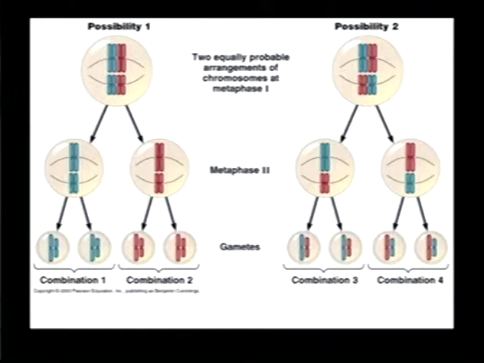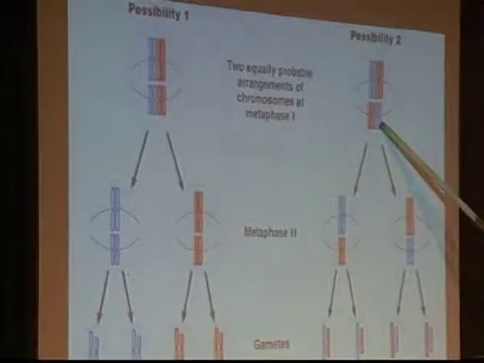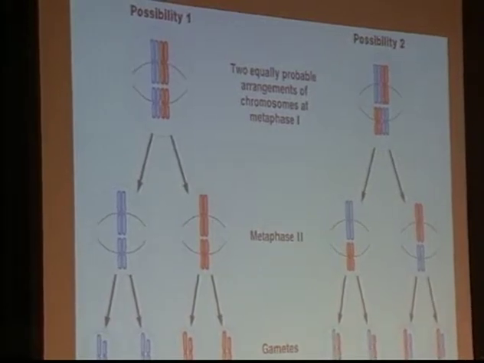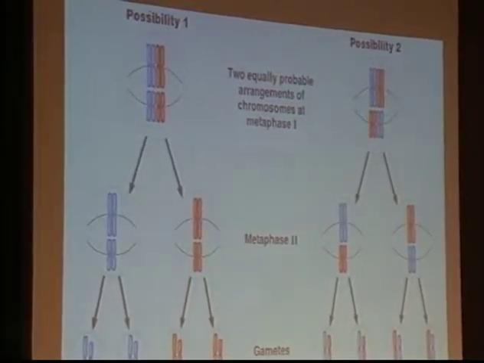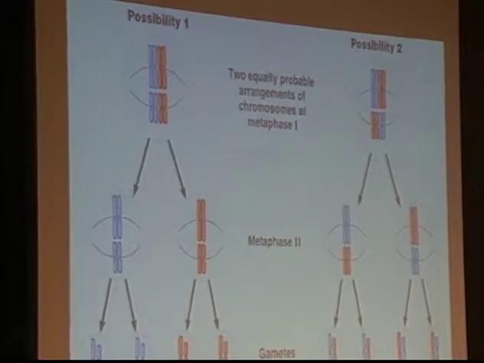There are two different possibilities for lining these paired chromosomes up. Let's think of just this blue set versus the red set, although you could think of one set as the set that was obtained from the mother and the set that was obtained from the father, if you want to. Okay, so we have a blue set and a red set, and they can line up such that the blues are all on one side and the reds are on the other, or you can have blue, red, red, blue. Those are equally likely. Either one is equally likely to occur. You've got a 50-50 shot.